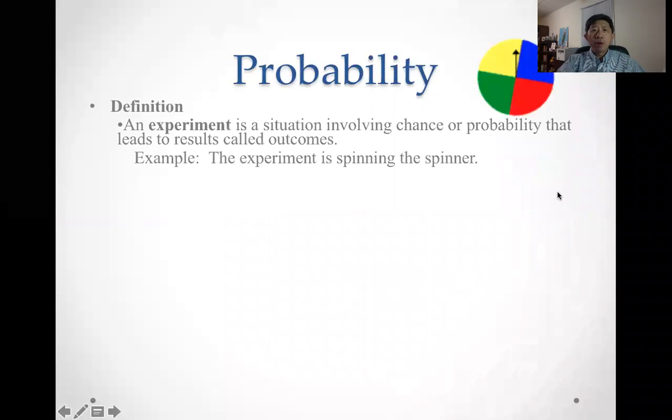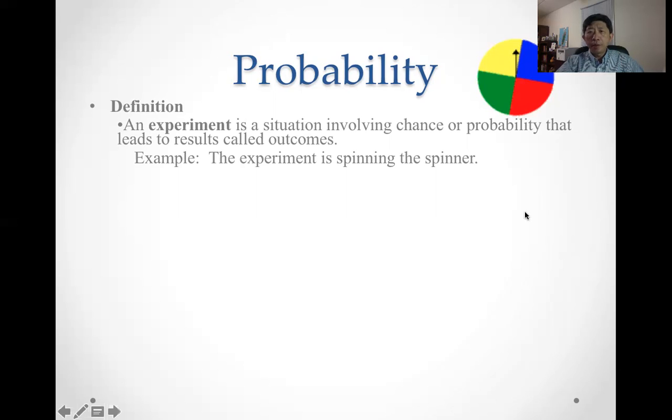Now first of all, I want to talk about some definitions of probability. An experiment is a situation involving chance or probability that leads to results called outcomes. An example: the experiment is spinning the spinner. So we do the experiment of spinning the spinner, okay?